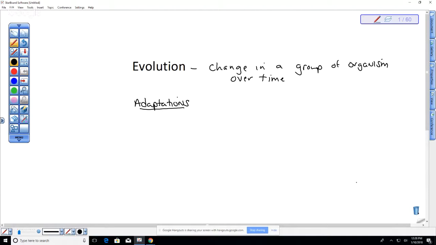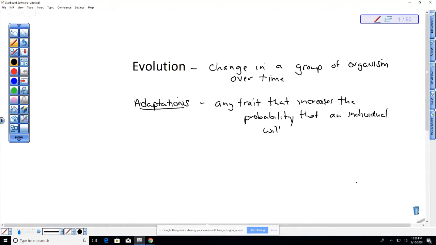Okay, so adaptations are any trait that increases the probability that an individual will survive and or reproduce.